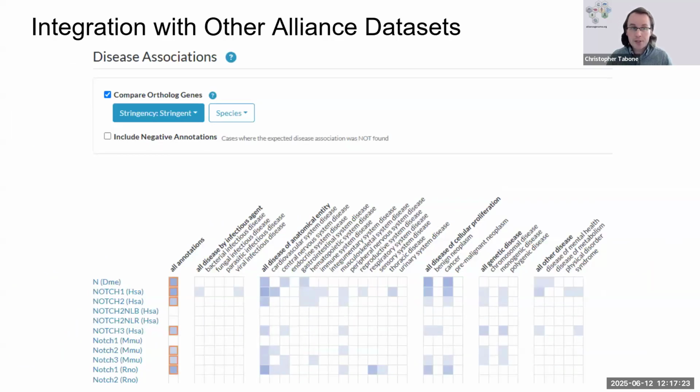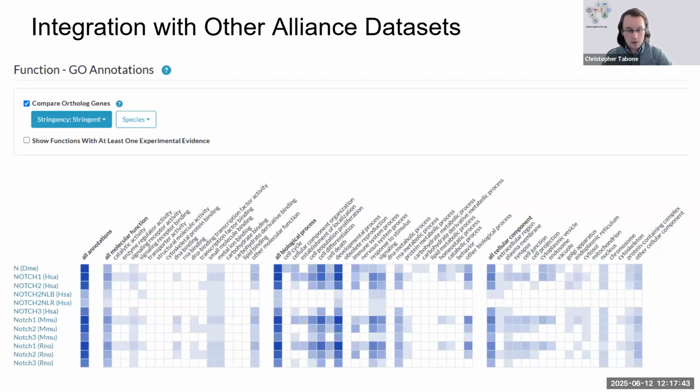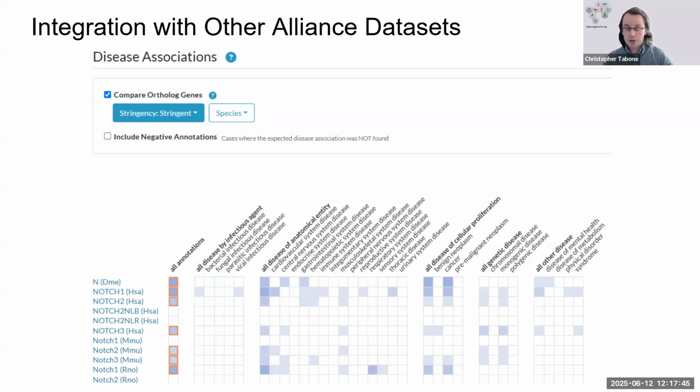The second one is disease association. The top looks very similar here. You have a checkbox, and this one's checked by default. You have the stringency and the species selectors. This is showing you the disease annotations now across orthologous species. And you can also choose to include negative annotations, which is unchecked by default. So it's very similar to our GO chart, but also extends to disease annotations.